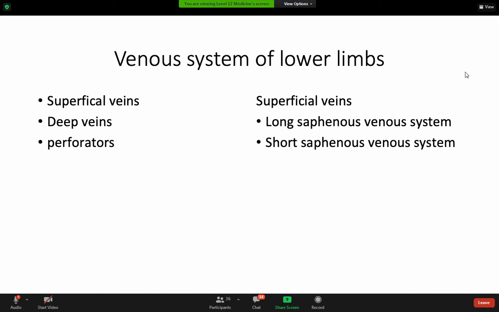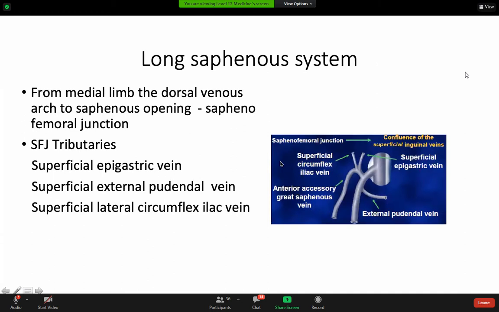طبعا this is anatomy. Superficial veins, deep vein, perforated. Superficial veins and the long saphenous vein in the leg and short saphenous, they are the most common or the main superficial veins.